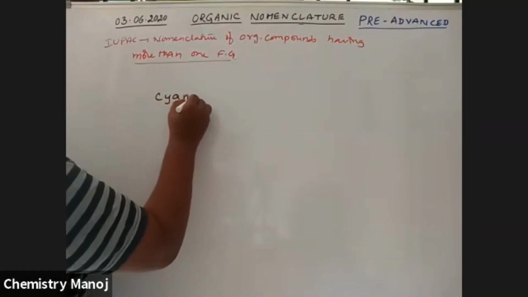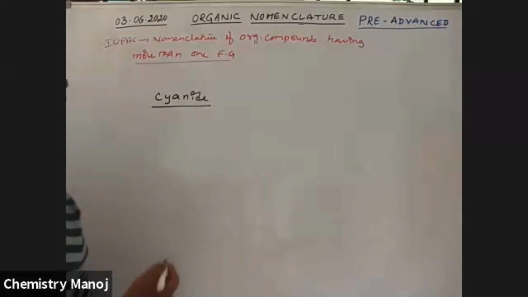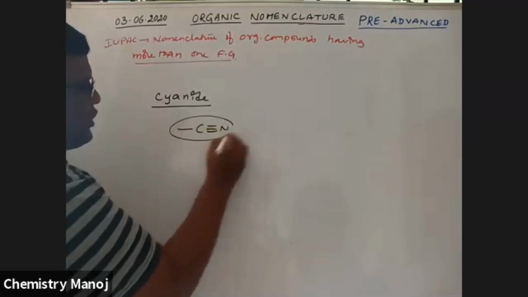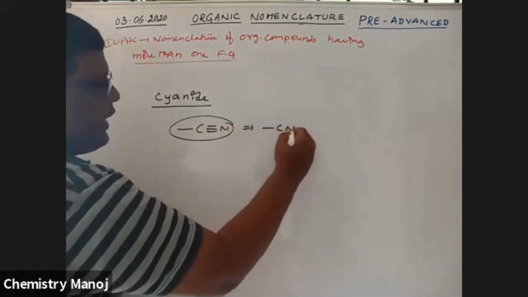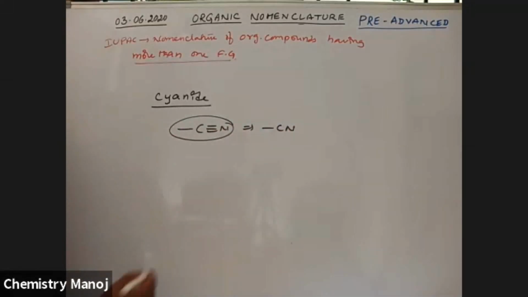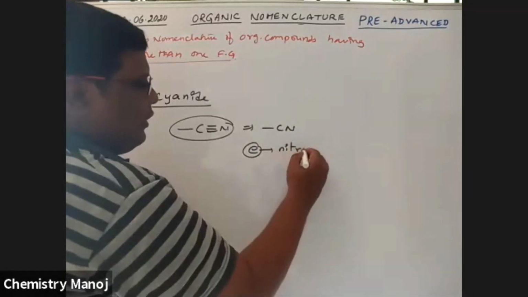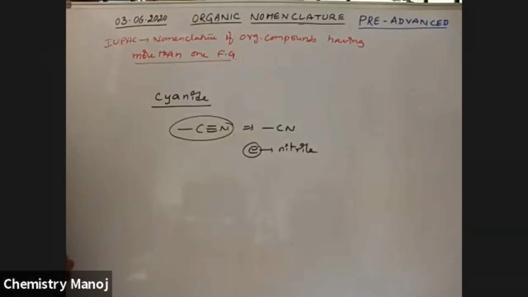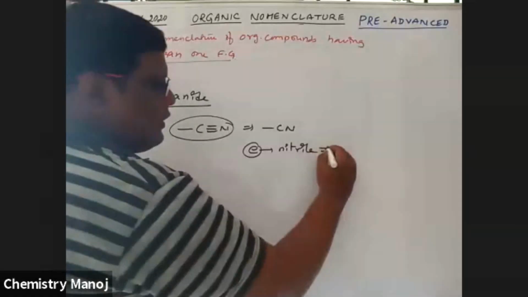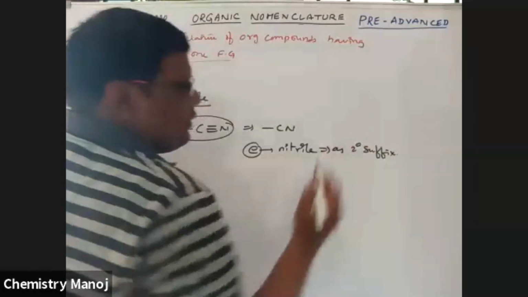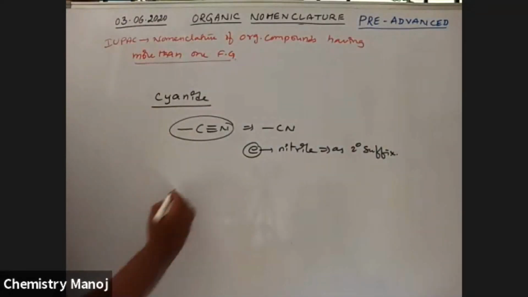Cyanide. If cyanide is there, cyanide is the functional group, C triple bond N. In short, it is taken as CN. Here, E is replaced with nitrile. E is replaced with nitrile, as a secondary suffix.